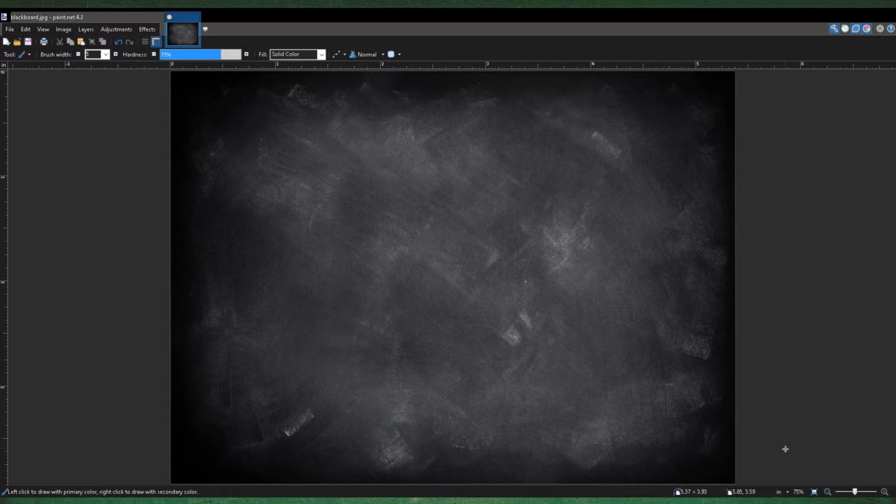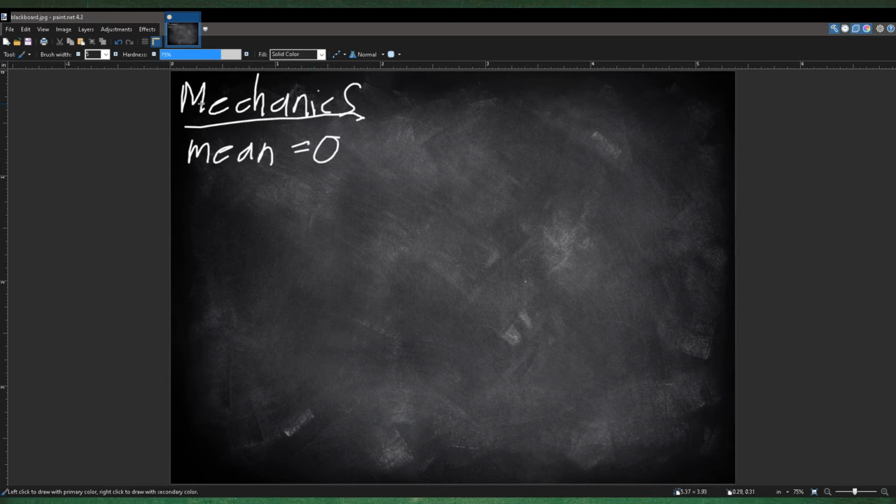Okay. Now let's go to your mechanics. So let's just do the math on this. Mechanics. So your mean is 0. It's always going to be 0. Your standard error is the square root of your first standard deviation squared divided by its sample size.